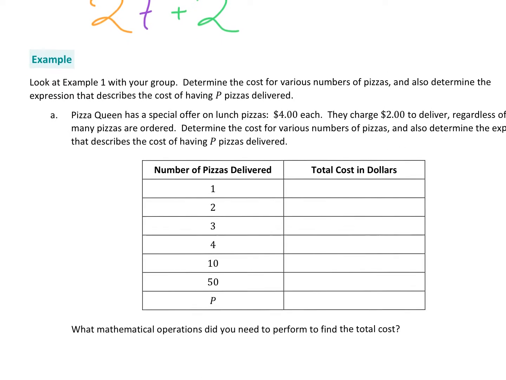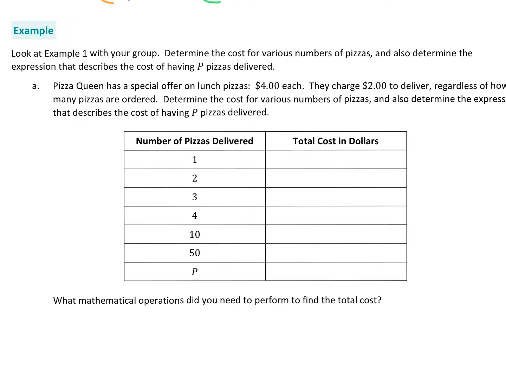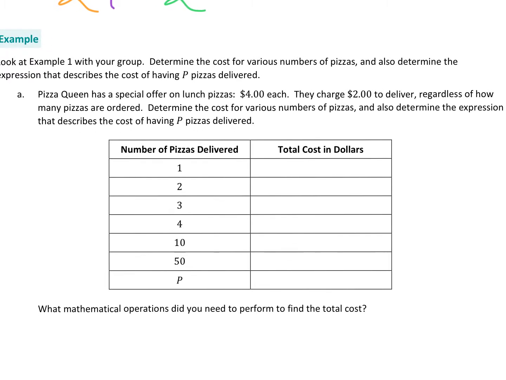This says, and I'll give you a minute to try and do this on your own, but this says Pizza Queen has a special offer on lunch pizzas, $4 each. They charge $2 to deliver, regardless of how many pizzas are ordered. Determine the cost for various numbers of pizzas, and also determine the expression that describes the cost of having P pizzas delivered. So I would take a moment to pause it and try and do this on your own, and I'll come back in a couple seconds with the table filled out.